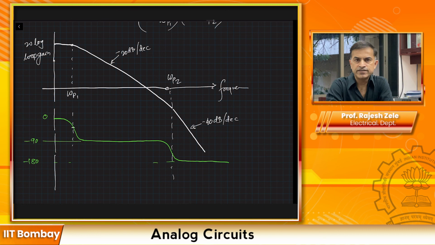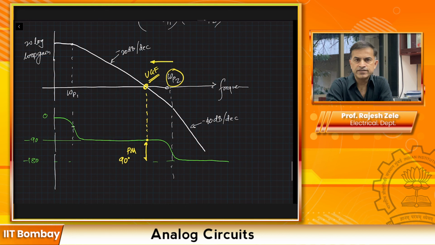So for the definition of phase margin, what we are looking for is, this is my UGF, the unity gain frequency for the loop gain, and at that frequency, what is my phase? In this case, the phase of the loop gain is close to minus 90 degrees, and this would be my phase margin, which will also be 90 degrees. So this is good. The reason this is good is because this omega P2 is far away from the unity gain frequency. Now imagine if this omega P2 starts moving close to unity gain frequency.